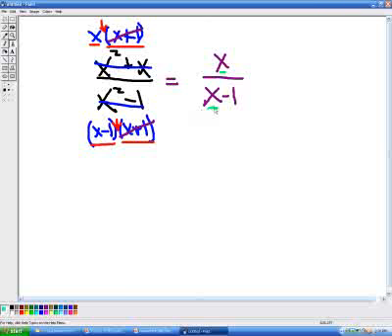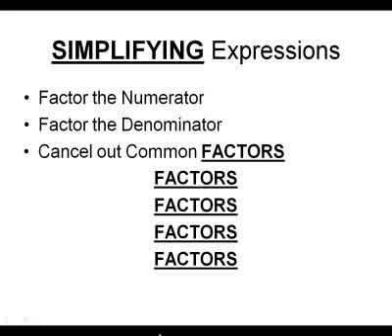Okay? Only factors can be canceled. That's your procedure right there: factor the numerator, factor the denominator, cancel common factors. And then whatever is left over is your answer. You're done. No matter how big and nasty and complicated it may look like it's getting, that's all you're doing. Factor the numerator, factor the denominator, cancel out common factors.